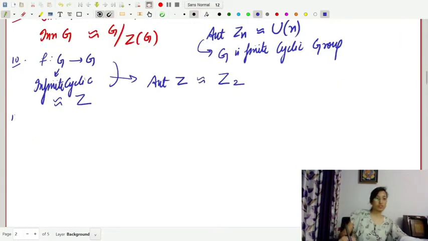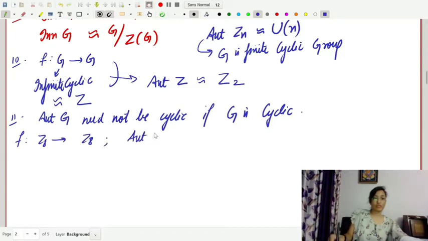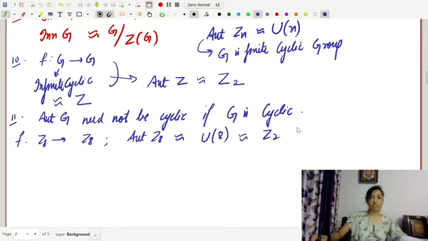The next result which we have is, Aut of G need not be cyclic if G is cyclic. For example, for Z8, Aut of Z8 is isomorphic to the multiplication modulo 8 group, which is isomorphic to Z2 cross Z2, and it is not cyclic.